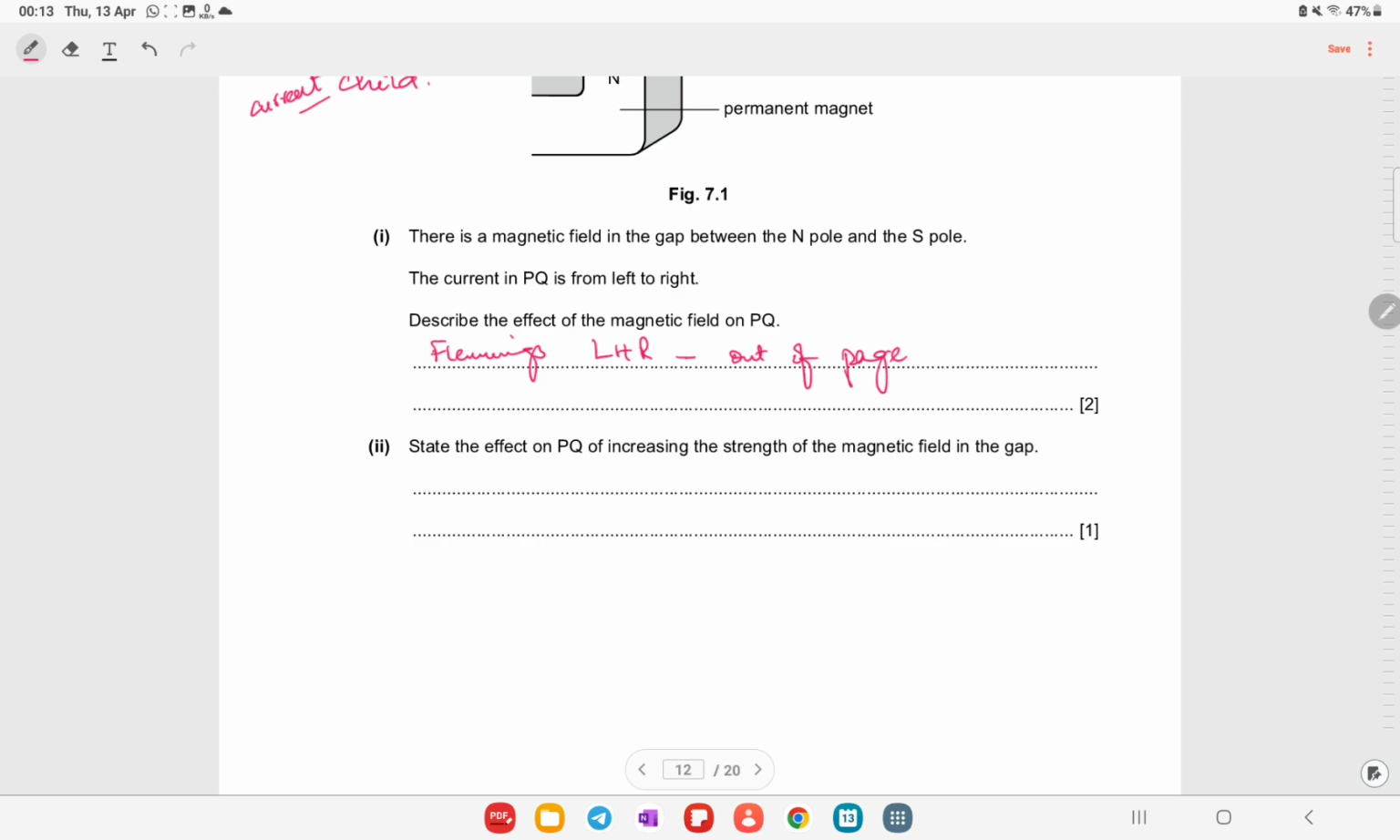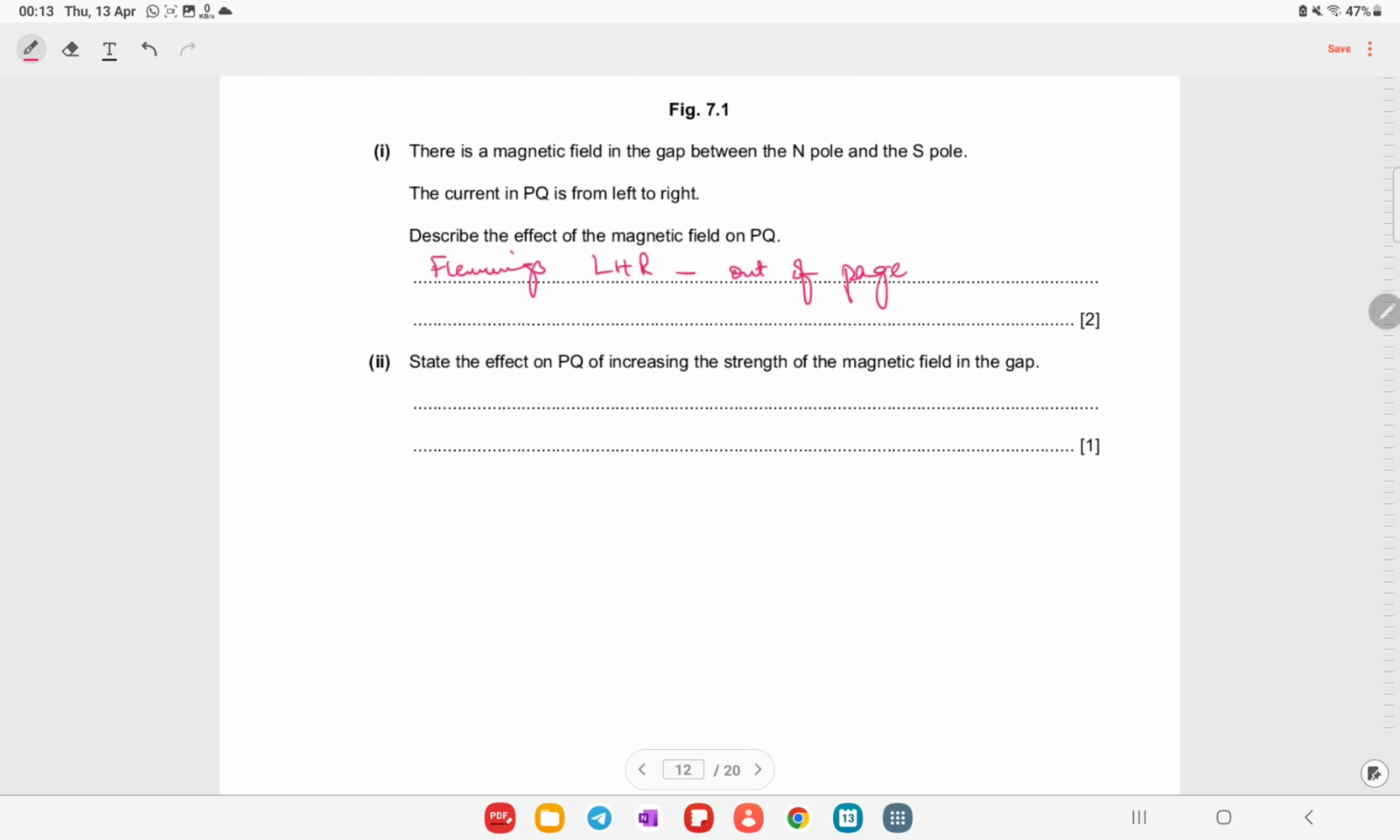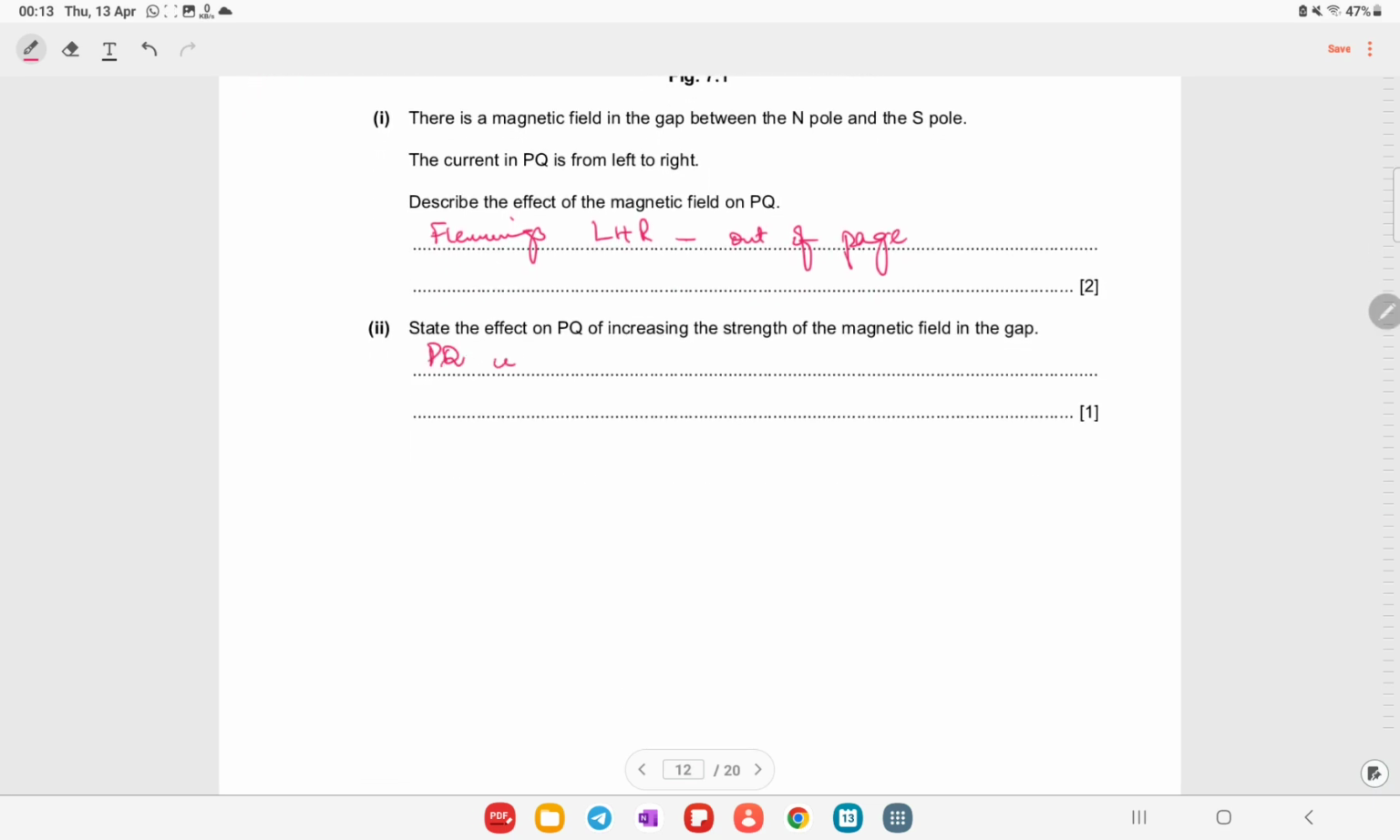State the effect on PQ of increasing the strength of the magnetic field in the gap. So what will happen? PQ will experience more force. Obviously, when you increase the strength, there is going to be more force, and PQ will move quickly or faster out of the page.